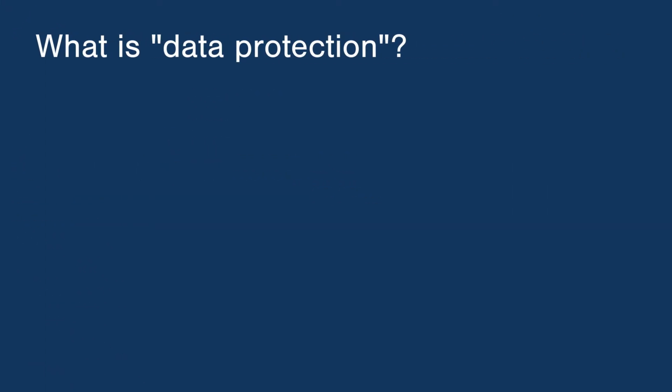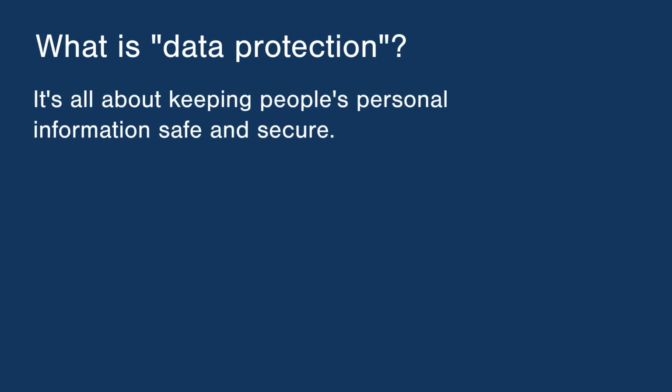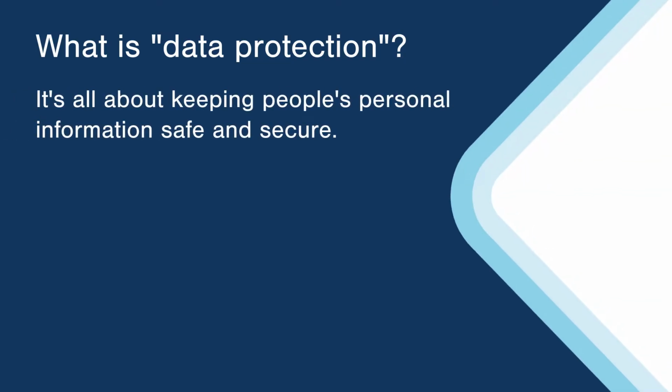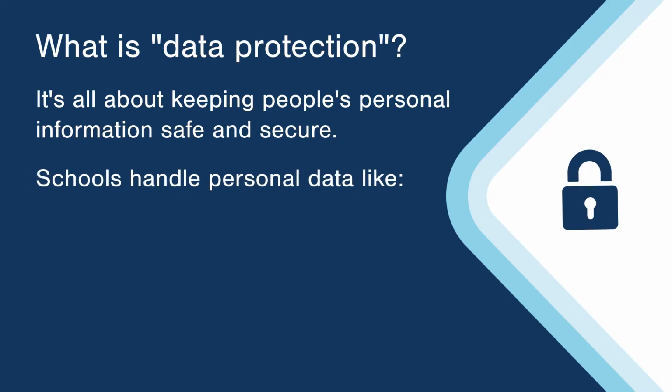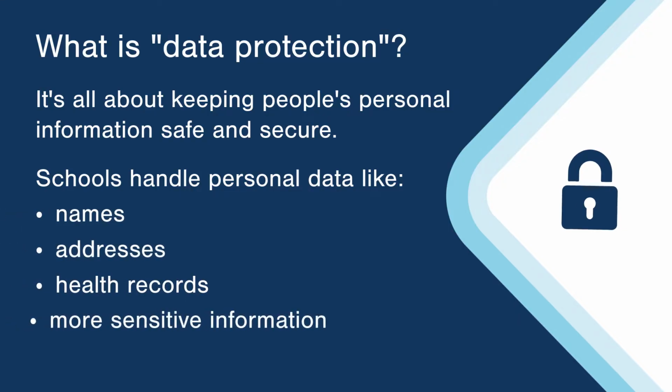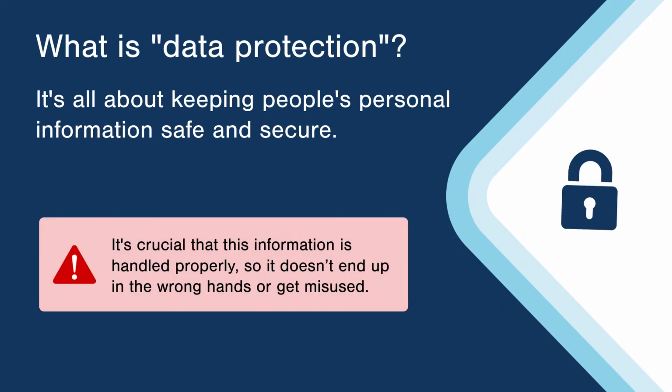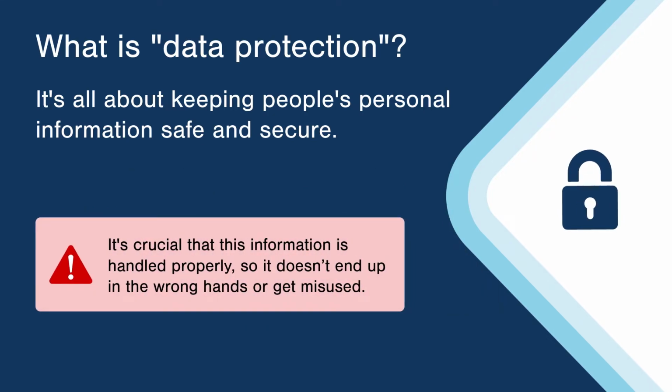What is data protection? Well, data protection is all about keeping people's personal information safe and secure. Schools handle lots of personal data, things like names, addresses, health records, and more sensitive information about students, parents, and staff. It's crucial that this information is handled properly so it doesn't end up in the wrong hands or get misused.